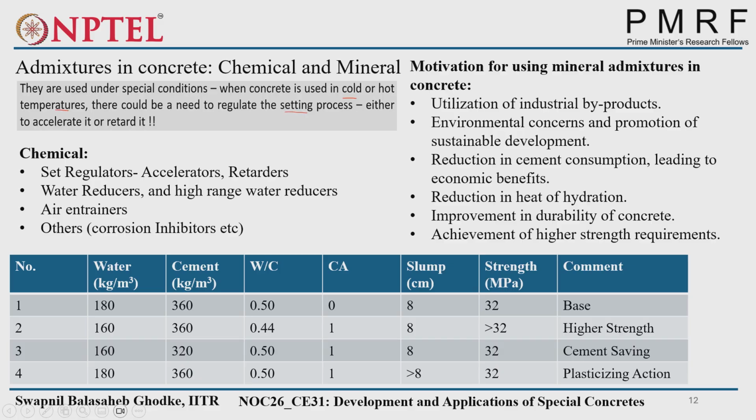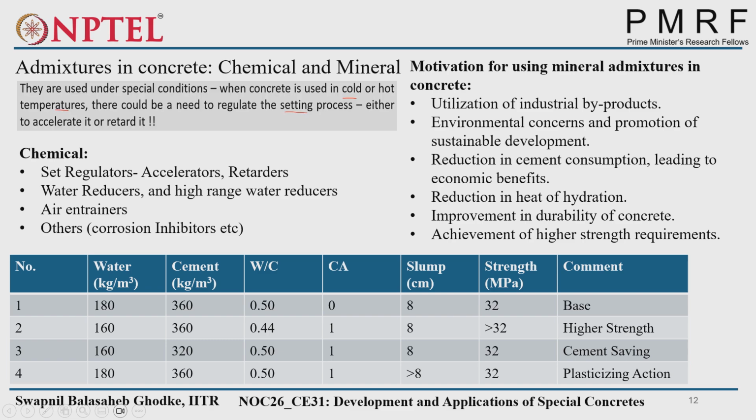If you see this table: water cement ratio, CA indicates chemical admixture, slump, strength, and comment. Water content is 180, cement is 360, water cement ratio 0.5, and we are not using any type of chemical admixture. We are getting a slump of 8 centimeter and a strength of 32. This is the base mix.